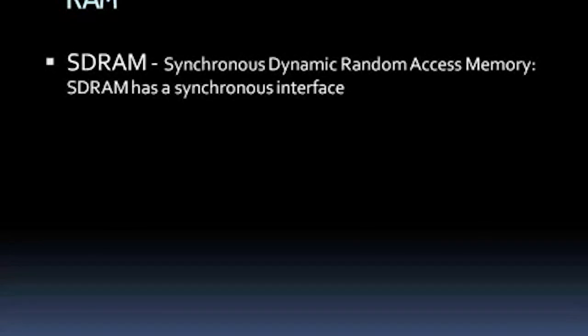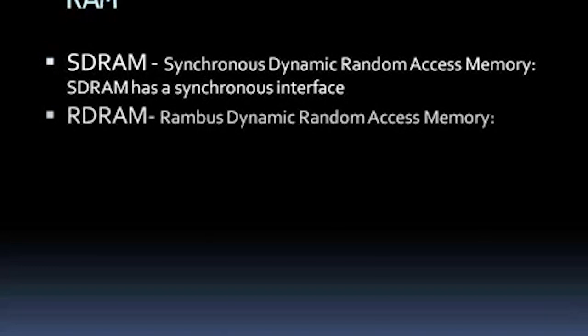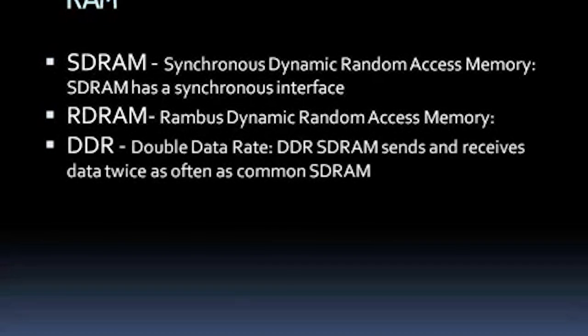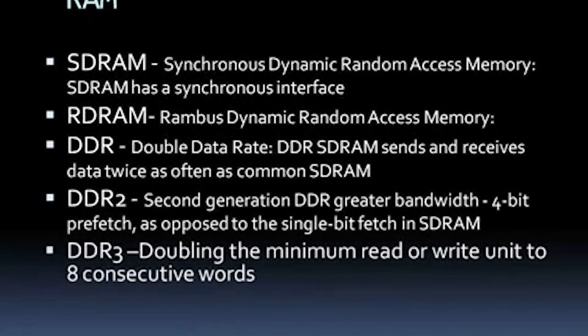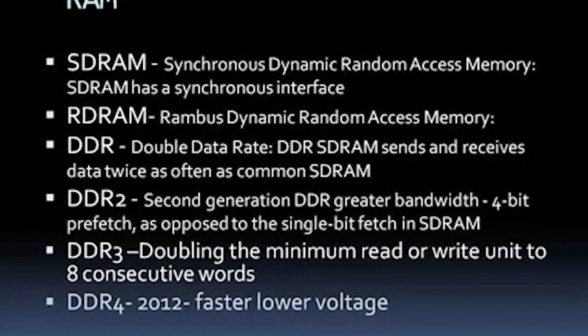Different types of RAM. There's SD RAM. There's RD RAM, which is fast, but it's old technology. It's not being used anymore. DDR is pretty much what you're going to see out there. DDR2 is the 2nd generation, and DDR3 is doubling the minimum read and write to 8 consecutive words, and DDR4, which is slated for about 2012, is even faster, and it's going to be at a lower voltage. I think they may actually come out a little bit sooner than that, but that just gives you a little bit of an idea of the different types of RAM that's out there.